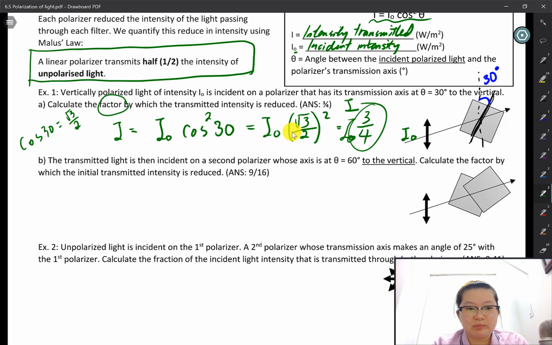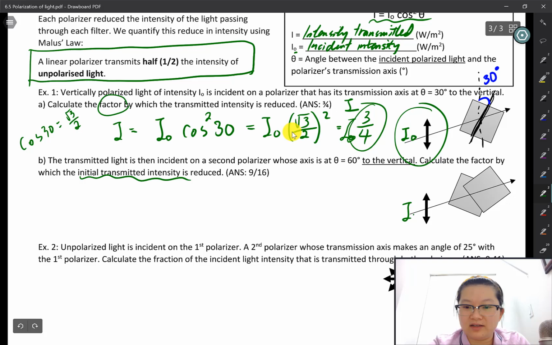Okay, so next one is B. The transmitted light is then incident on a second polarizer, whose axis is at theta equals 60 degrees to the vertical. Calculate the factor by which the initial transmitted intensity is reduced. And for the initial intensity, we have to assume that is from question 1A, which is this guy over here. So this is I0.